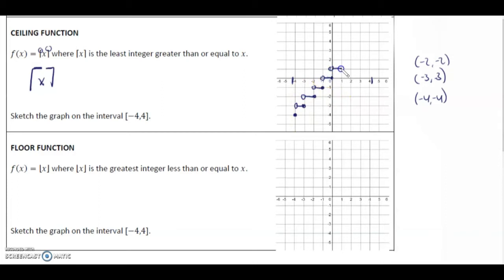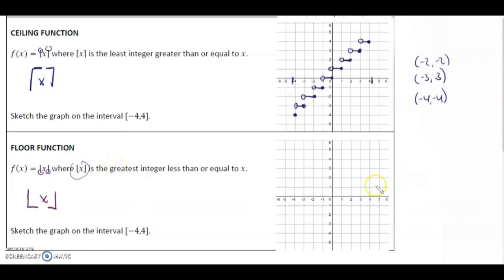If you think of the word ceiling, you're thinking of the upper. So if I'm going from, for example, 2 to 3, I'm always going to draw in the upper one, like the ceiling. Likewise for the floor function, these brackets are almost making a floor under the x, where the floor function is the greatest integer less than or equal to x.